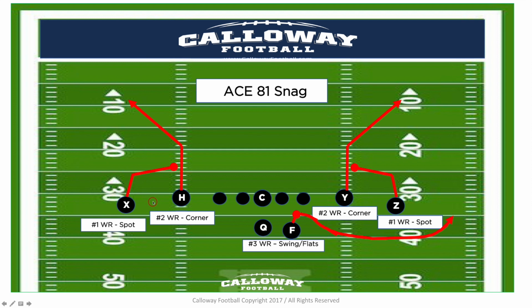Now on the backside, we basically default. They will run the Snag concept as well. So our outside X receiver here in our ace formation is going to run that spot route, and our number 2 receiver, which is our H in the slot, will run the corner, pushing 10, breaking off to the corner.